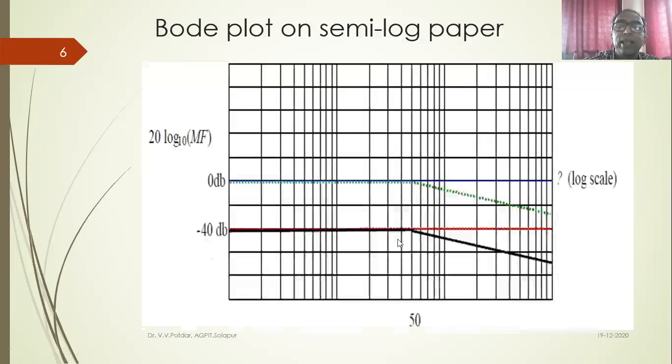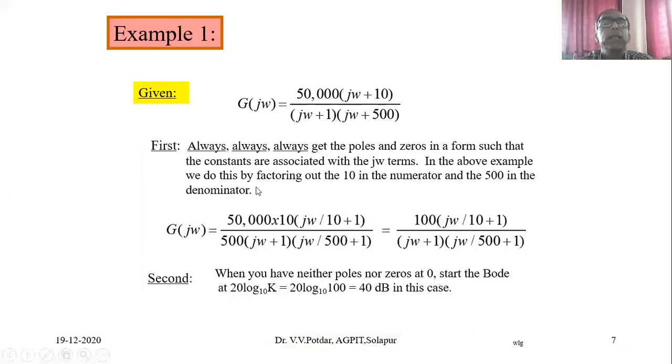So these are the lines I need to draw. At corner frequencies, I need to draw the lines of those slopes. Let us take a bit complicated example. Quickly, we'll do this. If I got a transfer function G(s) initially equal to 50,000 into (s plus 10) upon (s plus 1) into (s plus 500). This is the transfer function in s domain that we will be obtaining.